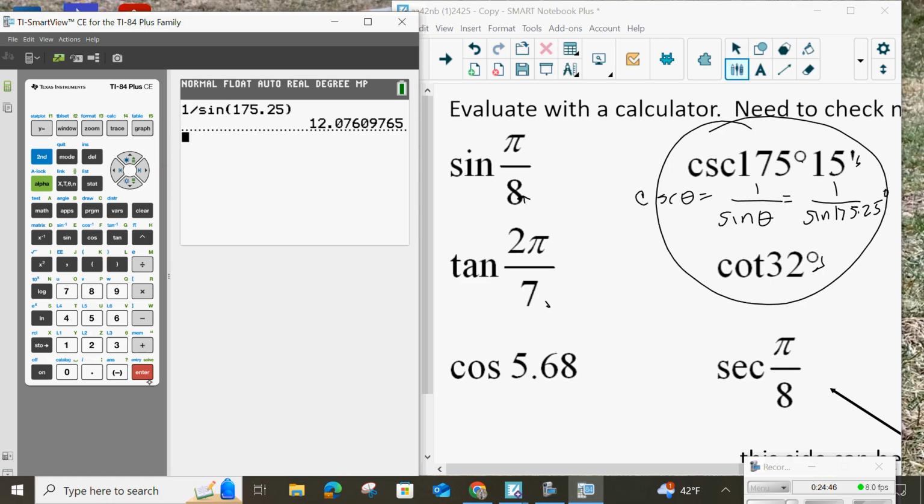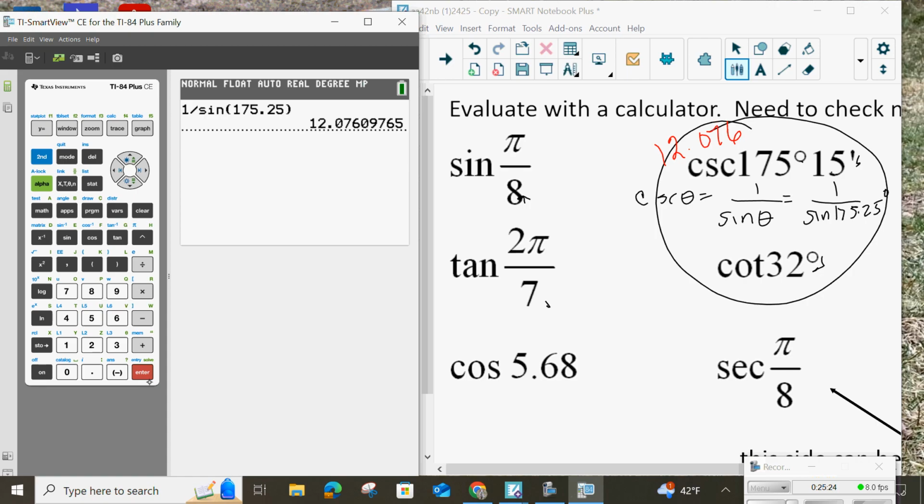So what am I getting? 12.076. Okay, let's think if that makes sense. When I do sine, it's opposite over hypotenuse. Hayden, which one's always bigger? Opposite or hypotenuse? Hypotenuse is always bigger, right? So I have small over large. Now when I'm doing cosecant, I've got large over small. Does it make sense that my answer is over 1? Large over small, right? So you want to think of those things too.